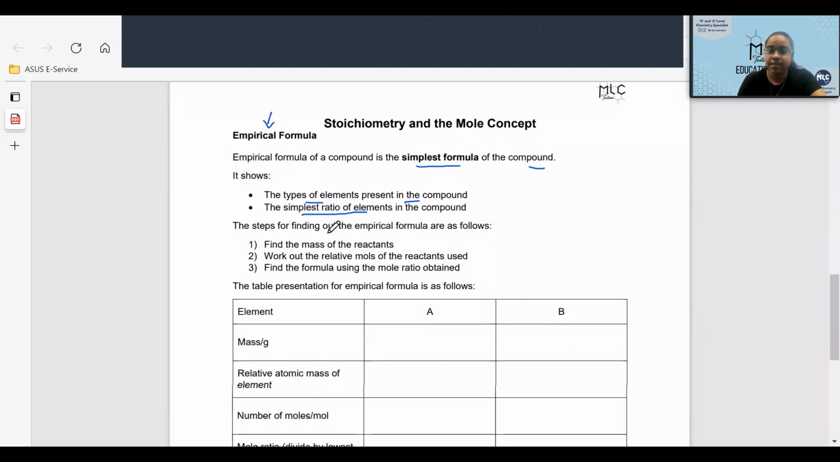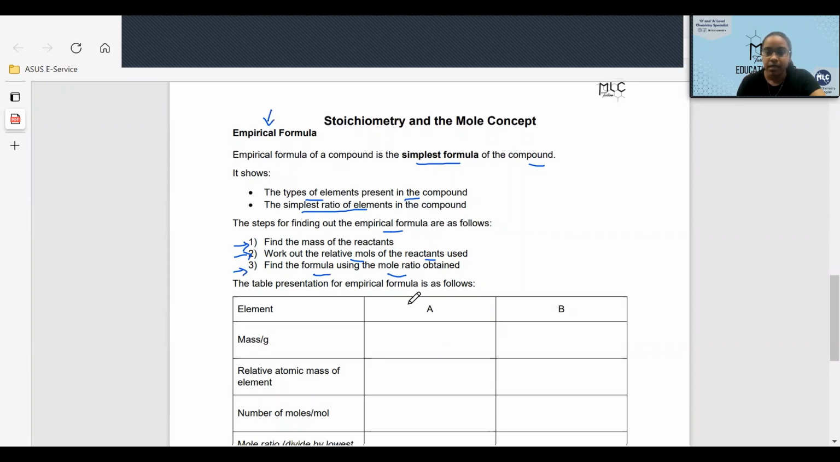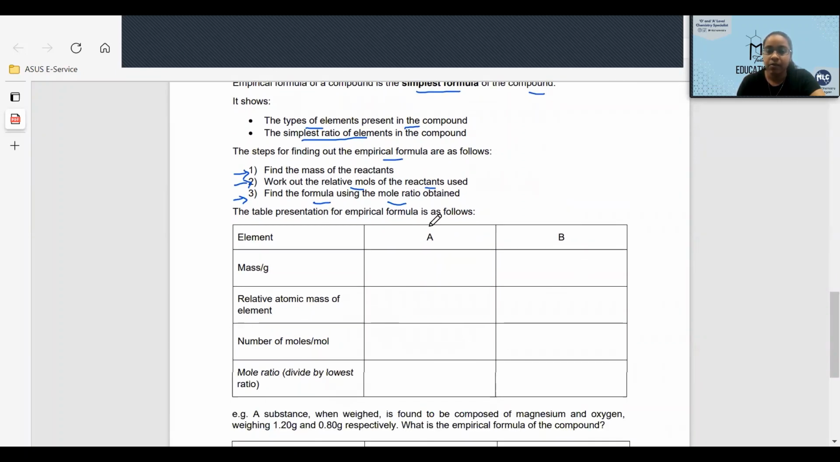There are three steps in finding out the empirical formula, and they are: find the mass of the reactants, then work out the relative moles of the reactants used, and lastly, find the formula using the mole ratio obtained. So this is a table over here which you can use to find the empirical formula.